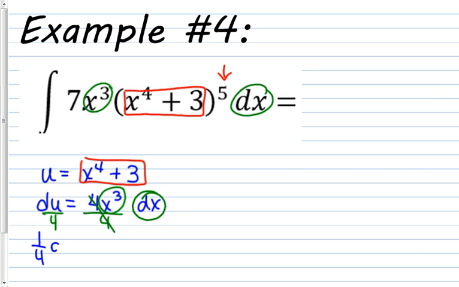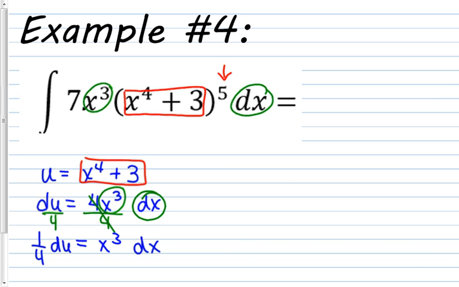So I have 1/4 du equals x cubed dx. Now you must be like, well, hold on. What about the 7? Okay, you can do one of two things. Once I replace the x cubed and the dx with just 1/4 du, and I replace the x to the 4th plus 3 with the u, I could treat what remains.